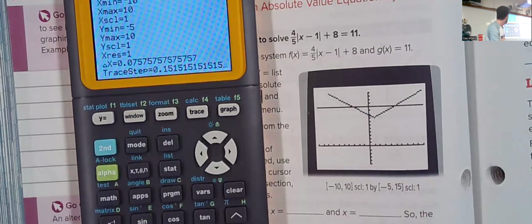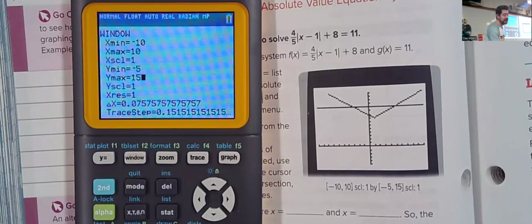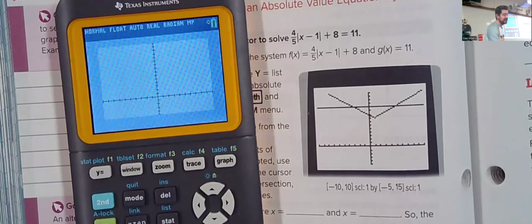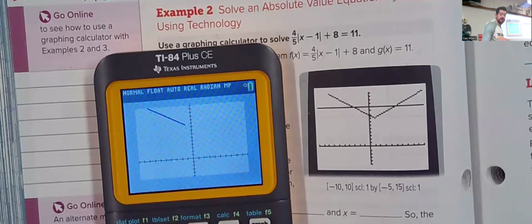And then just hit enter. And then the maximum y value is 15. And then the y scale is the same, so we can go back to the graph now. So once you have those values in there, hit graph again. And now it should look exactly like what we see in our books. There it is. All right.